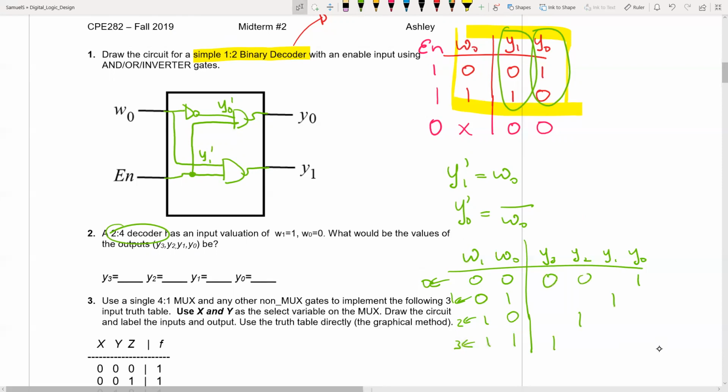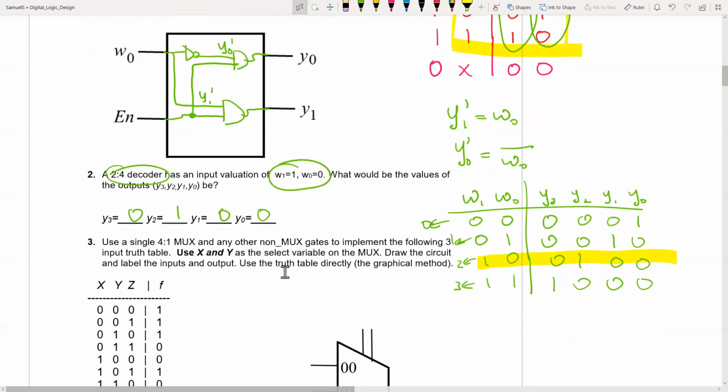So then everything else must be a 0, because again, decoders are 1 hot, meaning that only one output is asserted at any given time. So in this case, it's saying, what if W1, W0 is equal to 1, 0? Well, that hits this case here. And then just like that, we have our answer. We have 0, 1, 0, 0. Does that make sense? Yeah, that makes sense. Okay. Any questions? No, not yet.